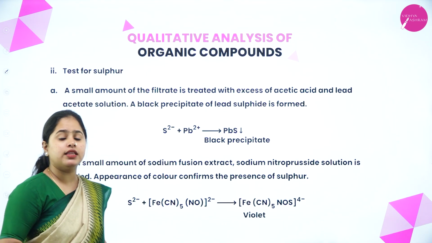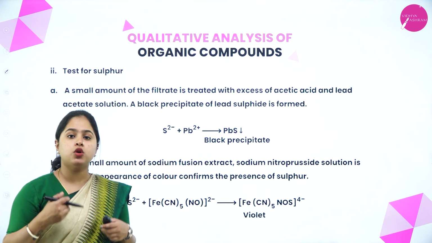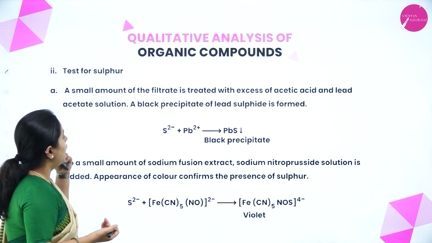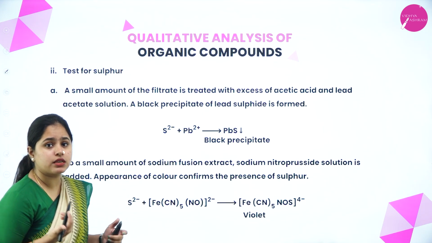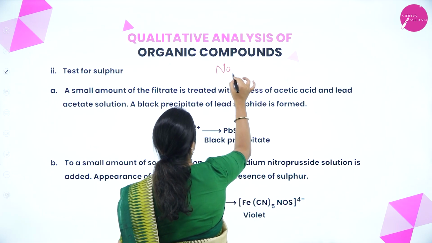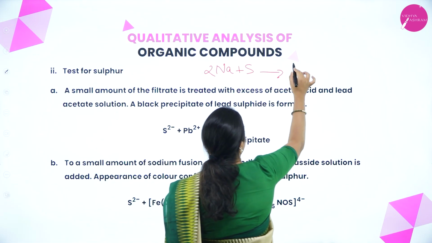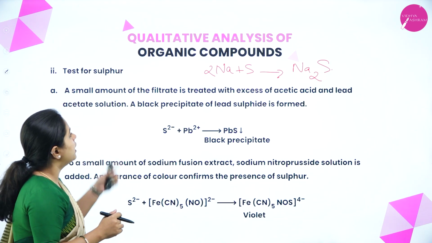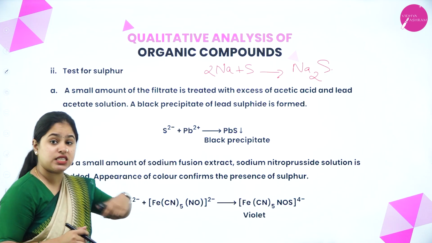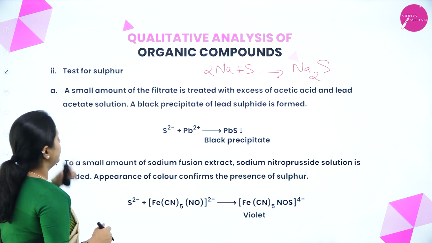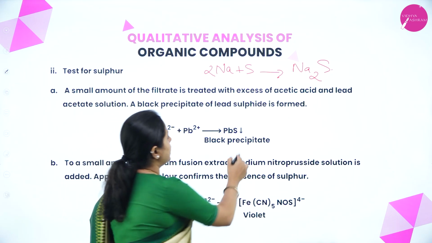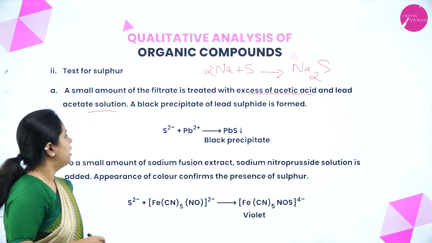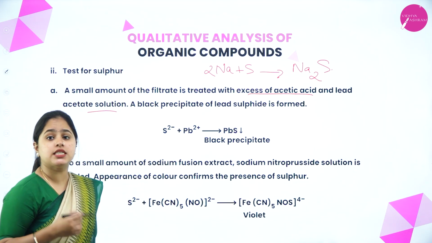Now moving on to the next one, that is the test for sulfur. There are two tests by which you can detect or confirm the presence of sulfur. The first one is a small amount of the filtrate. Now what is contained in the filtrate? Yes, sodium plus sulfur will give sodium sulfide. Now the filtrate is containing sodium sulfide. The sodium sulfide is treated with excess of acetic acid and lead acetate solution. Excess of acetic acid is added first and then we add lead acetate solution, and a black precipitate of lead sulfide is formed.